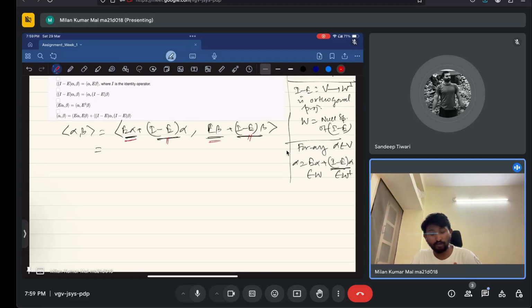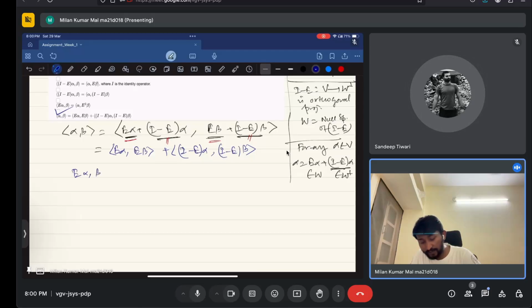In the product, like A plus B into C plus D, AC, BD, AD, BC, all terms will be there. But here, all other entries become zero. So therefore, it will be E alpha with E beta. This one will stay there, and yeah, this is correct. And (I minus E) alpha with (I minus E) beta, this is there. So that means the last option is correct.